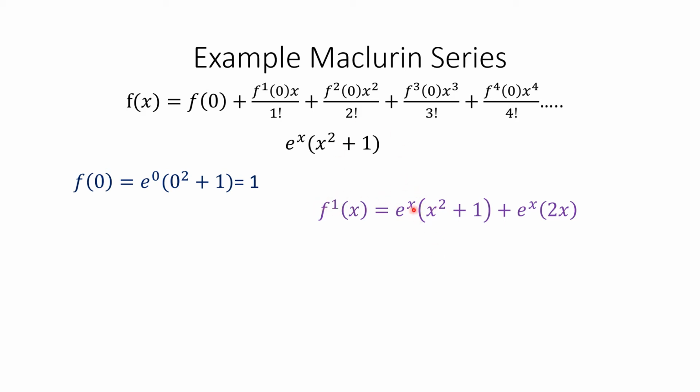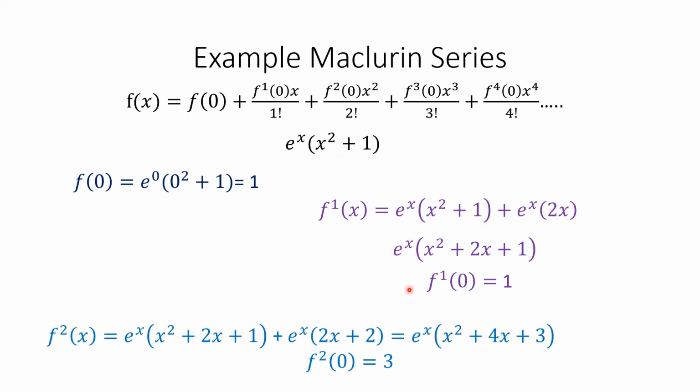If we apply the product rule, e to the x preserves the initial state because the derivative of e to the x is itself, plus e to the x times the derivative of x squared plus 1, which is 2x. That simplifies down to e to the x times x squared plus 2x plus 1, and evaluated at 0 is clearly 1, because e to the 0 is 1. And now we're just going to do the same thing for a second derivative. The derivative of e to the x is itself, and then we need to take the derivative of this piece, which is 2x plus 2. Factor out the e to the x, that simplifies to that, and the second derivative at 0 is 3.